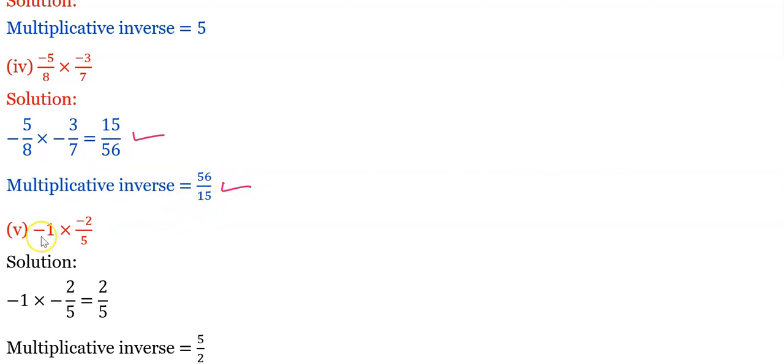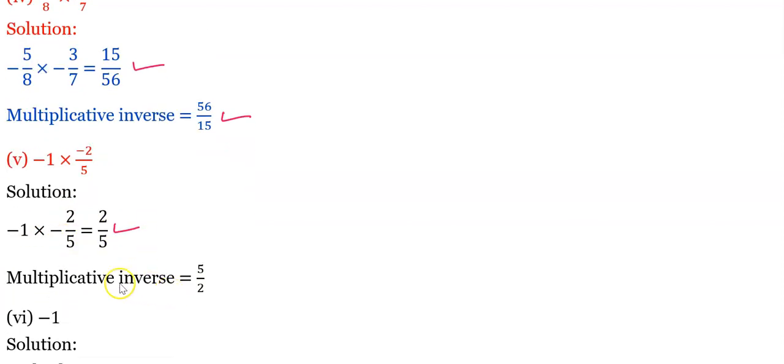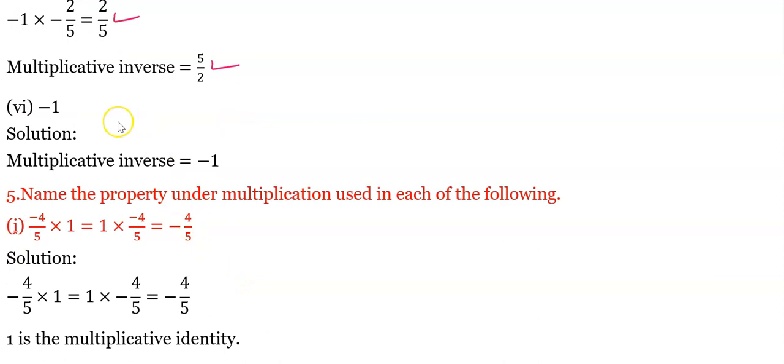Next, minus 1 into minus 2 by 5, its multiplicative inverse. Now, first of all, we will make this product. That is minus 1 into minus 2 by 5. Minus minus will become plus. That is 2 by 5. Therefore, the multiplicative inverse of 2 by 5 is 5 by 2. Next, minus 1. Again, the multiplicative inverse of minus 1 is minus 1. That is minus 1 into (minus 1), you will get plus 1. Therefore the multiplicative inverse of minus 1 is minus 1.